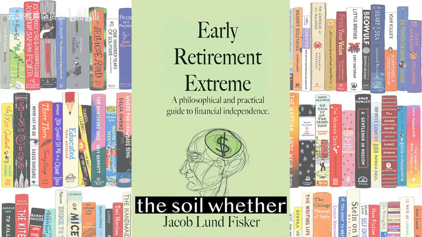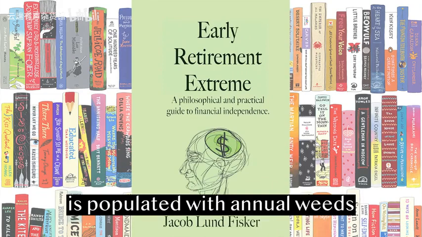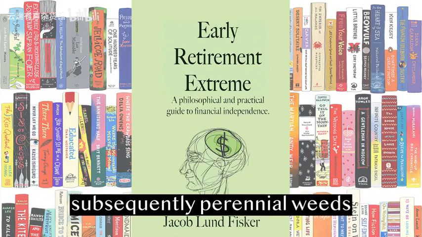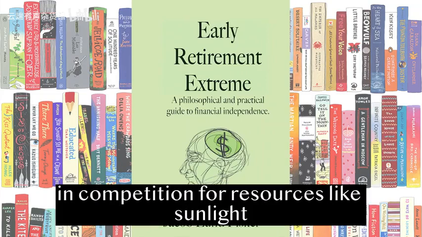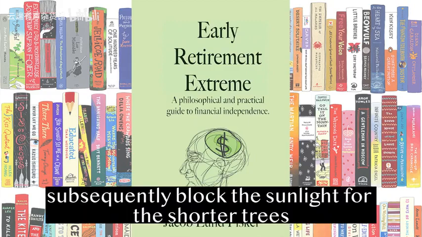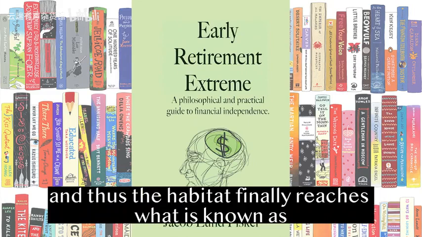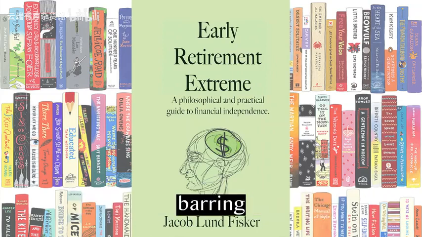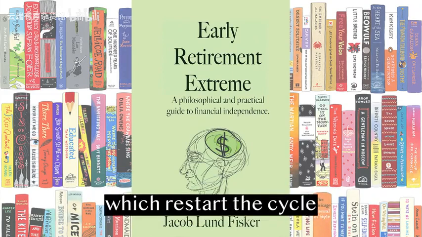The soil, whether already present or formed in the aforementioned process, is populated with annual weeds, which also die and contribute to the soil formation. Subsequently, perennial weeds, shrubs, and small trees like aspen or pine take over in competition for resources like sunlight. Larger trees like oak and elm subsequently block the sunlight for the shorter trees, which die out, and thus the habitat finally reaches what is known as a climax stage, or community, which is stable, barring any disruptions such as forest fires or lava flows, which restart the cycle.